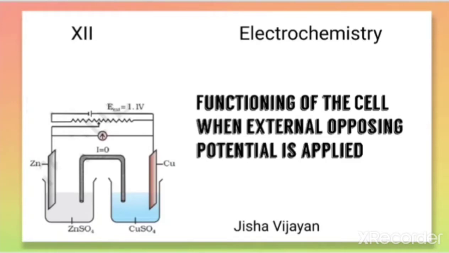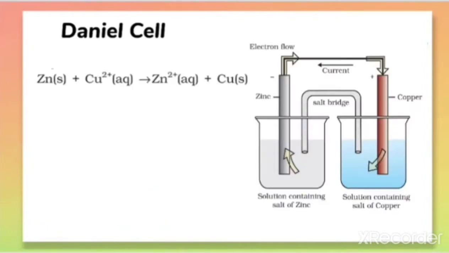Hello students, in this video we are going to discuss the functioning of the cell when the external opposing potential is applied. For this, consider a Daniell cell in which the zinc is the electrode dipped in the zinc sulfate solution and the copper is the electrode dipped in the copper sulfate solution. The cell reaction occurring here is that zinc is converted into zinc ion and copper ion is converted into copper.